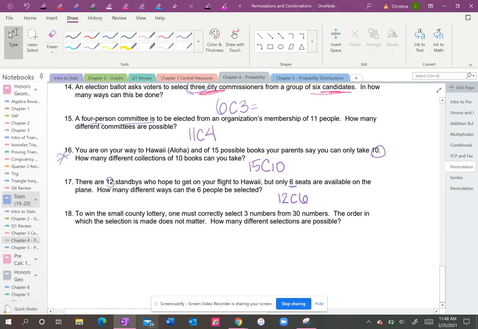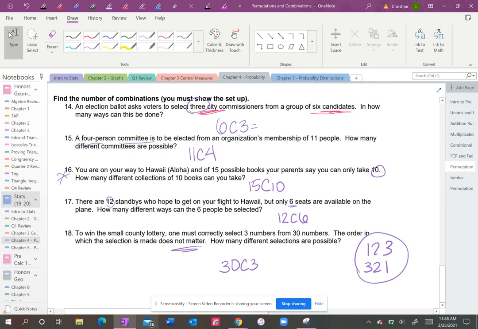To win the small county lottery, one must select 3 numbers from 30 numbers. The order does not matter. So this is a pretty easy lottery to win because there's 30 numbers and you need to pick any 3 of them. That's not how a real lottery works. A real lottery is a permutation because your 1, 2, 3 is different than 3, 2, 1 in the actual lottery. But in this small county lottery, these are essentially the same number that you can win. Understand? So that's what it would be in the calculator.